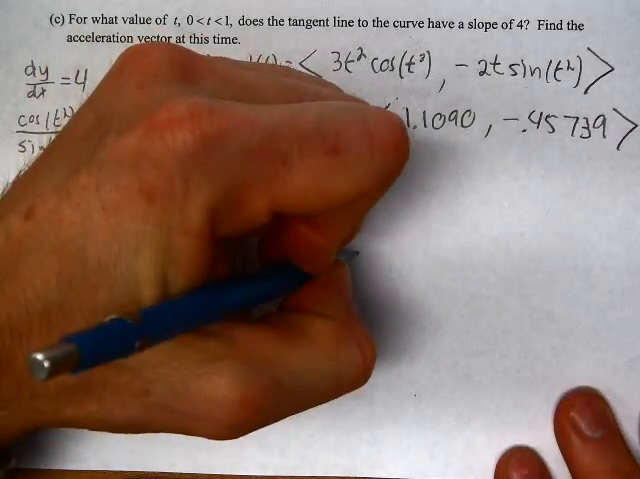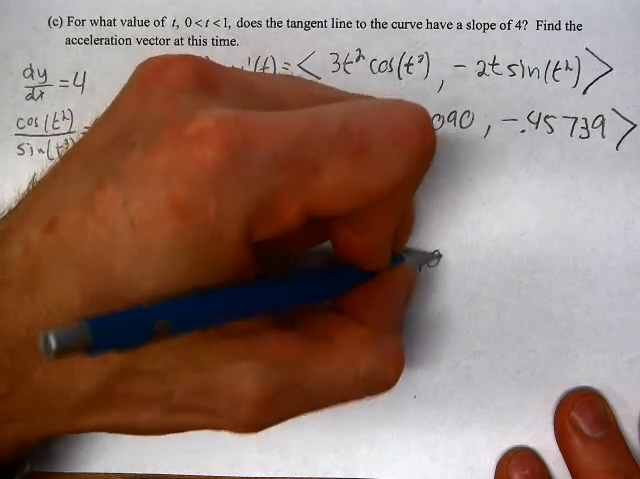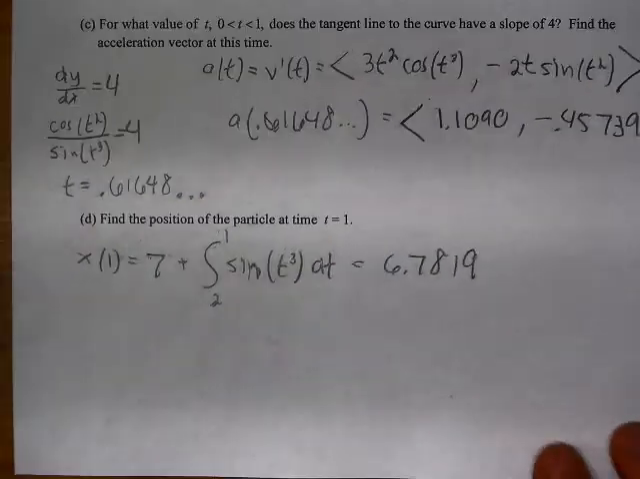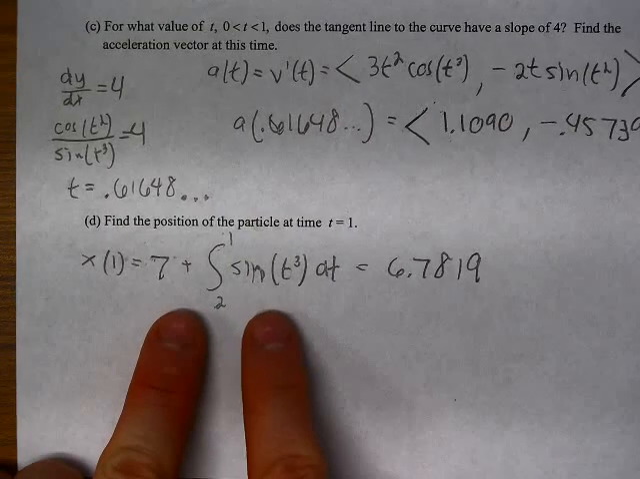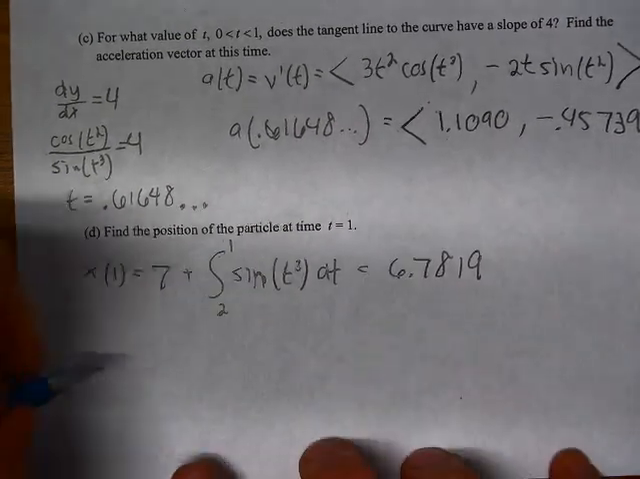And then right from there, we're going to plug that right into our calculator. And what we get is 6.7819. So you can see that the setup is very much like the no calculator section, except now we can actually evaluate it using the calculator.